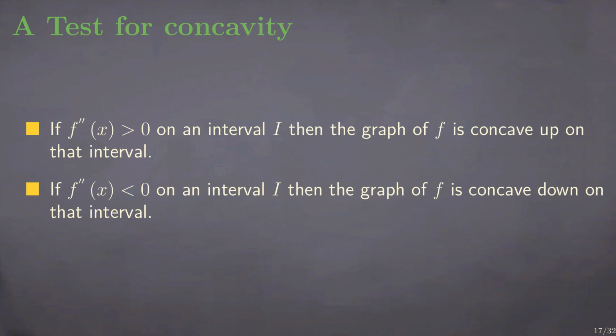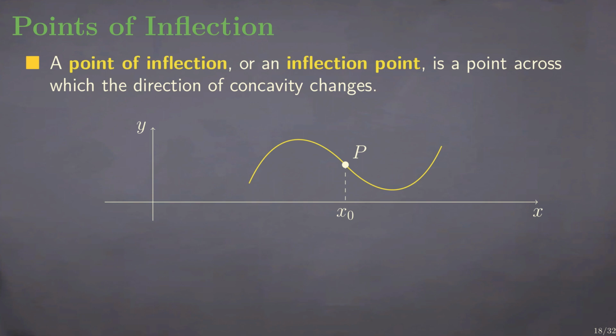And now that we have the definition of concavity, we can also define the points across which the concavity changes. This is the definition of a point of inflection, also known as an inflection point. So for example, in this case, P is a point of inflection, because we see that across P, the graph changes from concave down to concave up.